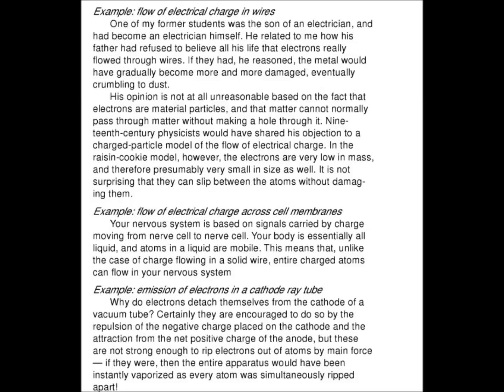Example: emission of electrons in a cathode ray tube. Why do electrons detach themselves from the cathode of a vacuum tube? Certainly they are encouraged to do so by the repulsion of the negative charge placed on the cathode and the attraction from the net positive charge of the anode. But these are not strong enough to rip electrons out of atoms by main force. If they were, then the entire apparatus would have been instantly vaporized, as every atom was simultaneously ripped apart.